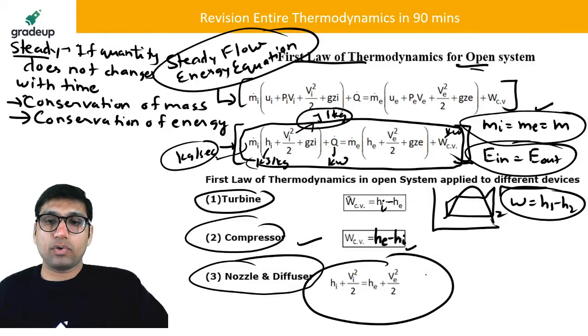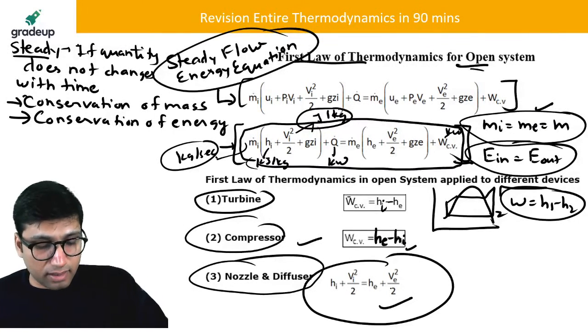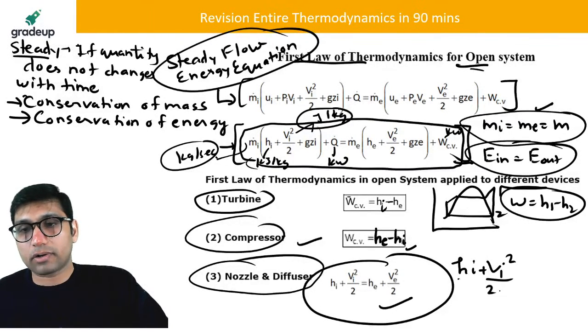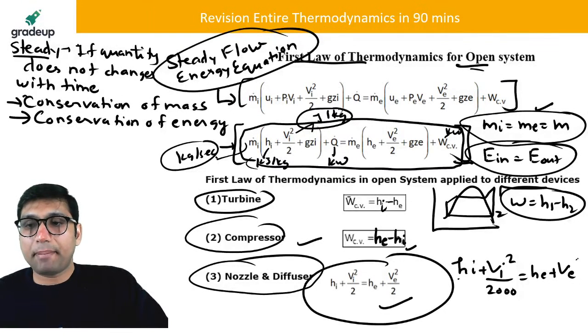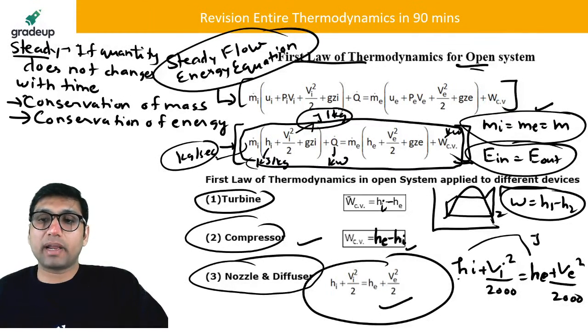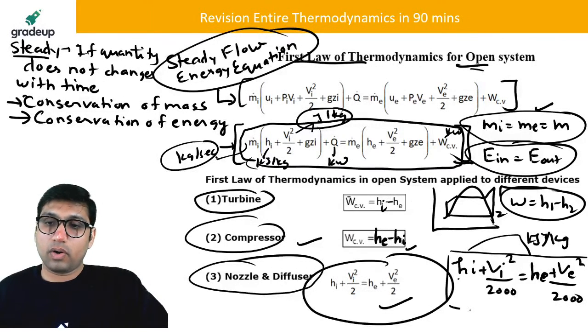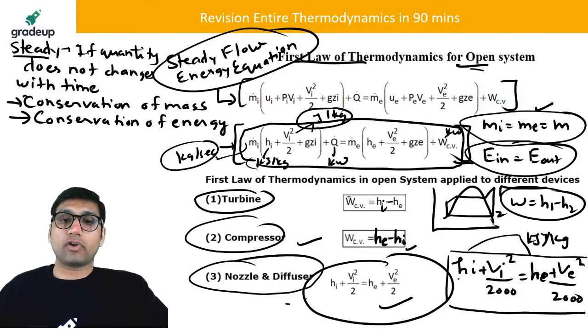While for nozzle and diffuser, this is not the steady flow energy equation. The final energy equation is this. This is the energy equation for nozzle and diffuser. If you don't divide by 1000, then you will get a wrong result, because the enthalpy will always be in kilojoule per kg, and these two are in joule per kg. So you have to divide by 1000, sorry. This is the steady flow energy equation for nozzle and diffuser.